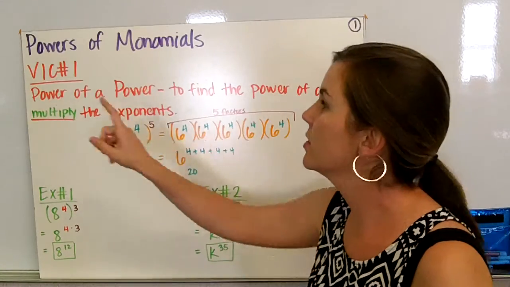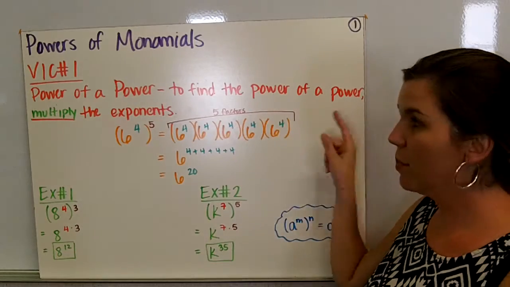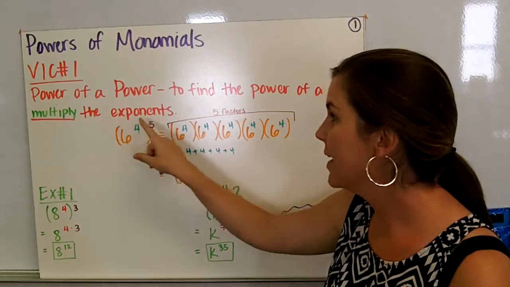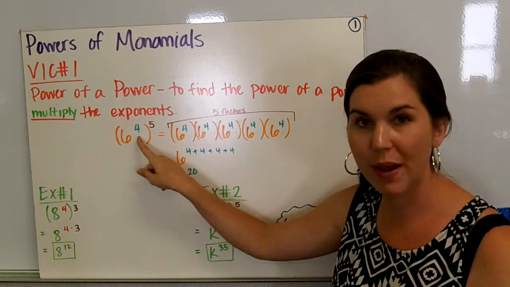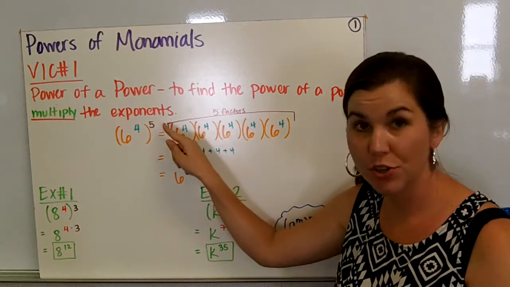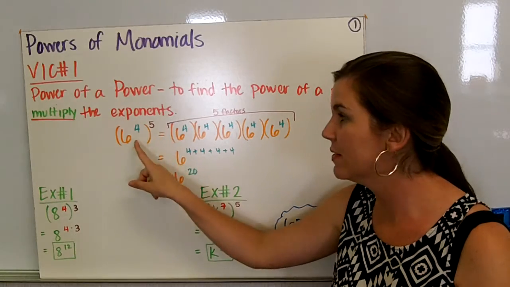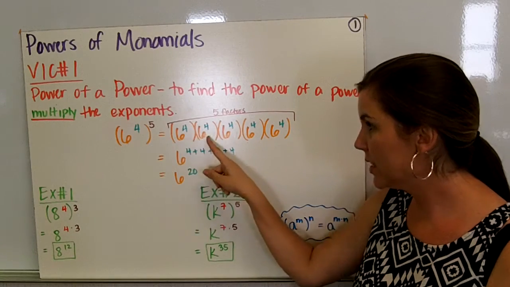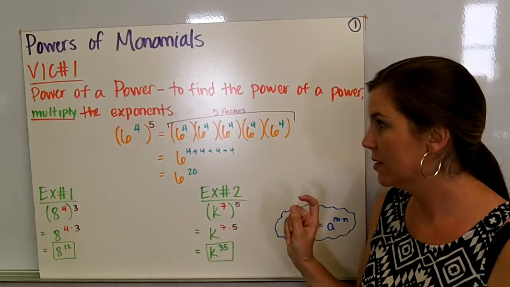Powers of monomials. Rule number 1, power of a power. To find the power of a power, multiply the exponents. So we have 6 to the 4th power raised to the 5th power. This means that there are 5 factors of 6 to the 4th power. So 6 to the 4th power is multiplied by itself 5 times.